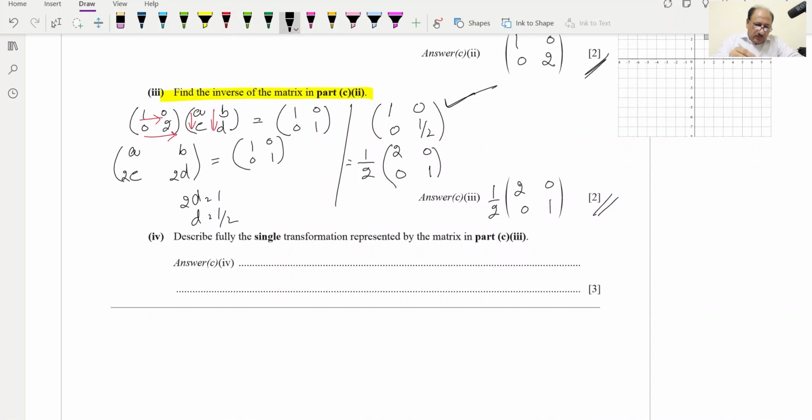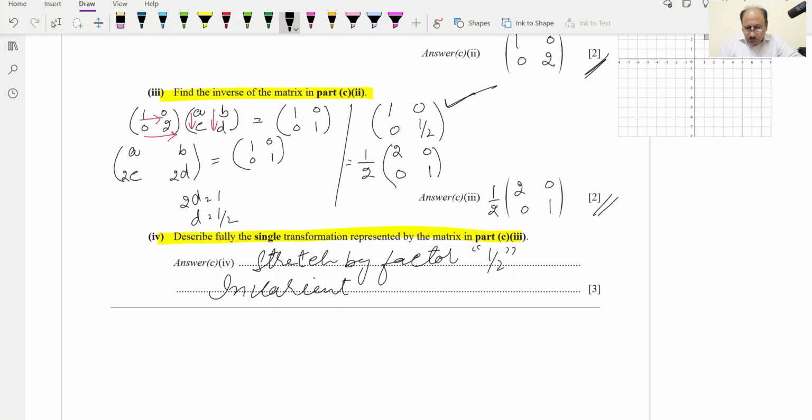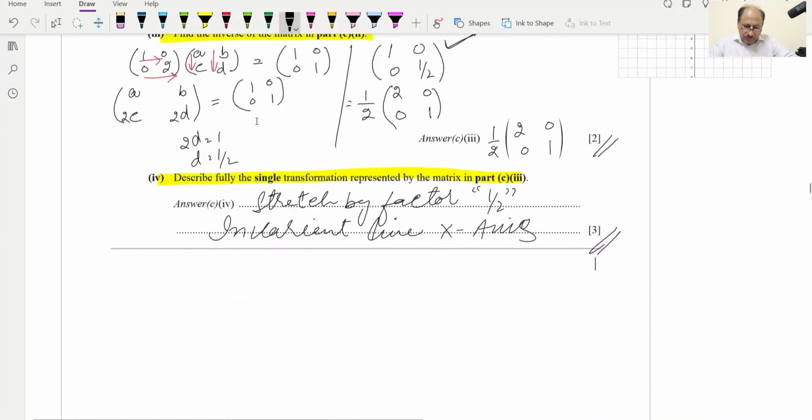Then they are saying describe fully the single transformation represented by the matrix in part C3, this one. Now this is basically a stretch by factor 1 by 2. So we can write this is stretch by factor 1 by 2, and what else? Invariant line is the x-axis. This will be the 3 marks answer, which we are done with.